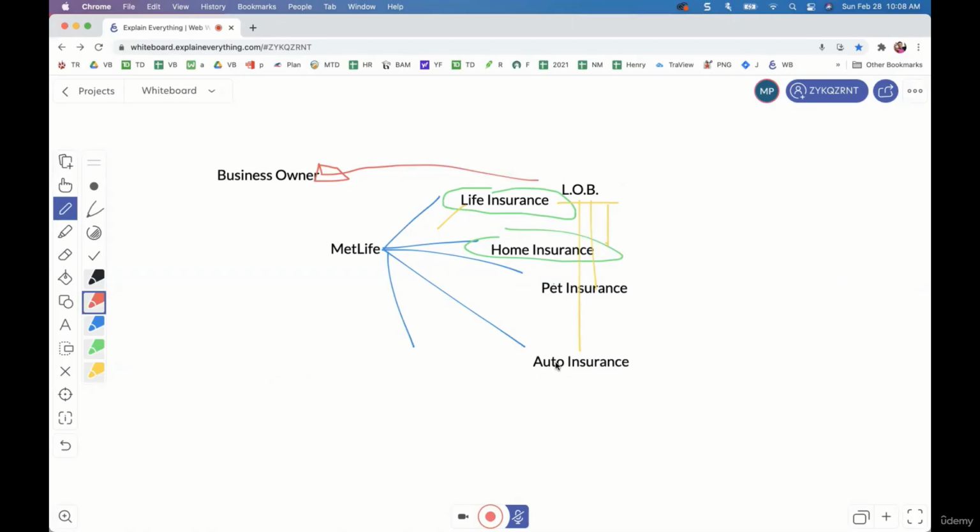So what happens at the beginning of each fiscal year is MetLife will give money to each LOB. For example, MetLife will say for the year of 2021, we are going to give you $3 billion to each LOB. Now, it is at the discretion of the business owner as to how they want to spend the $3 billion for the well-being of their LOB.